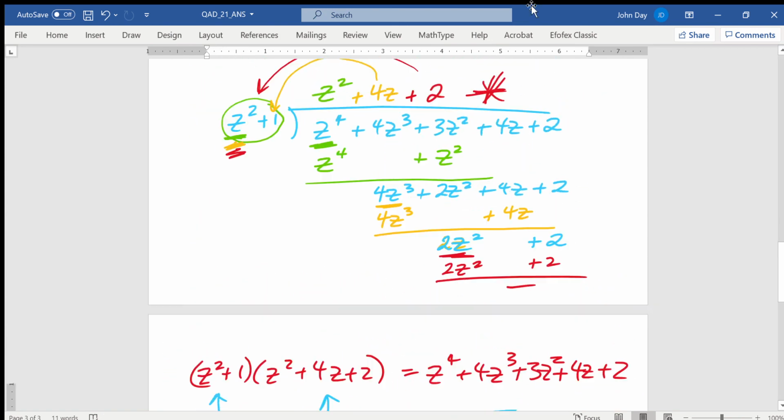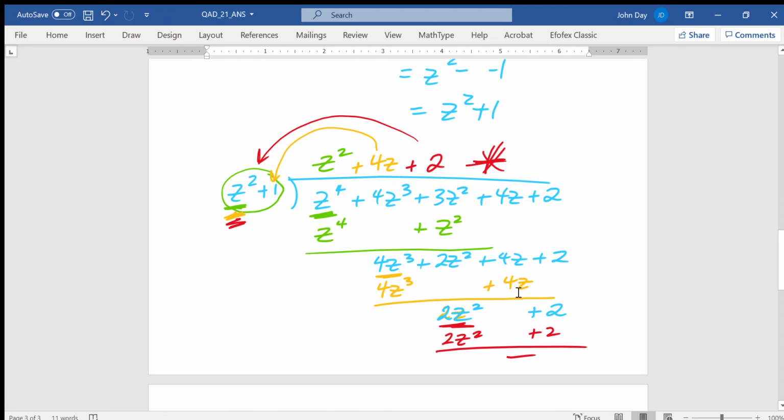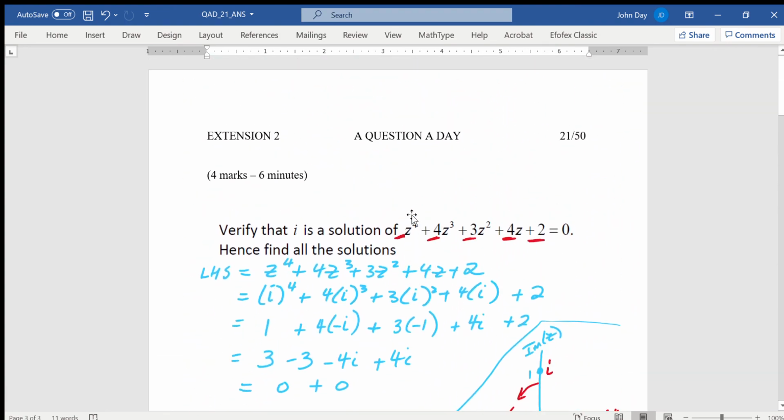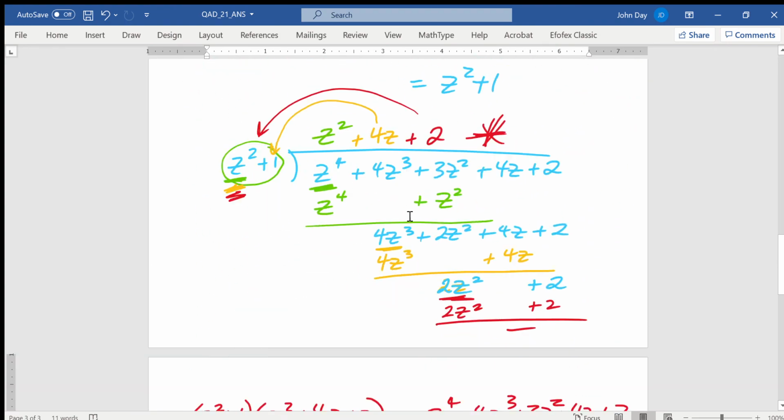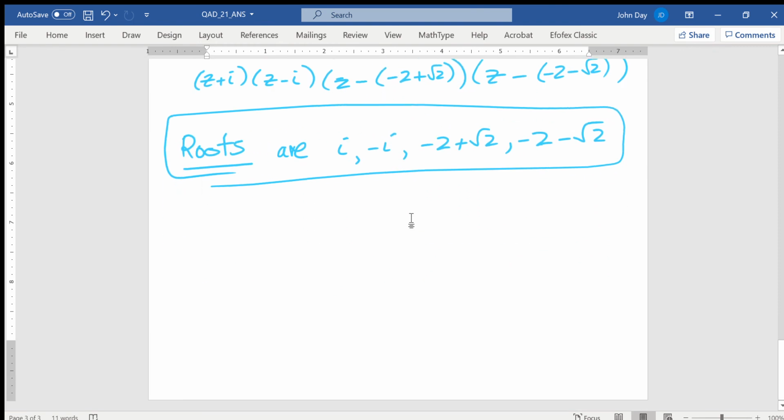Just check I've answered that. I think the question wanted the roots, so I'll just check the original question. Find all the solutions. Yeah, so they're all the solutions to that. Not just i, but minus i. So in other words, the solutions to that equation equals 0 are those.